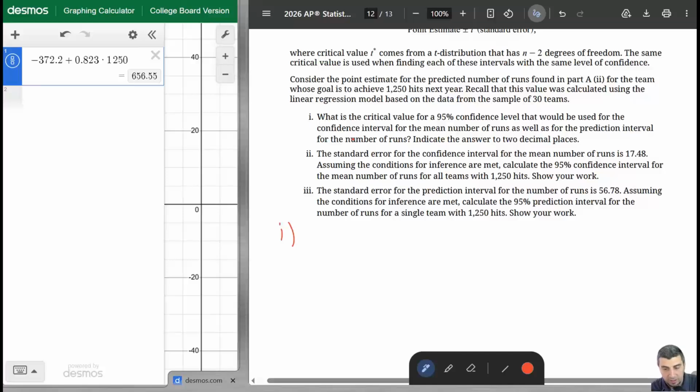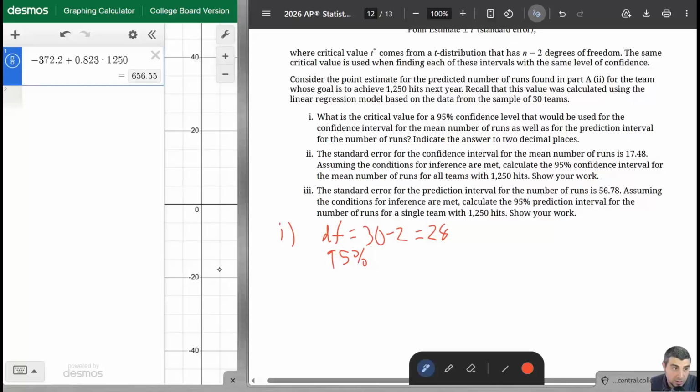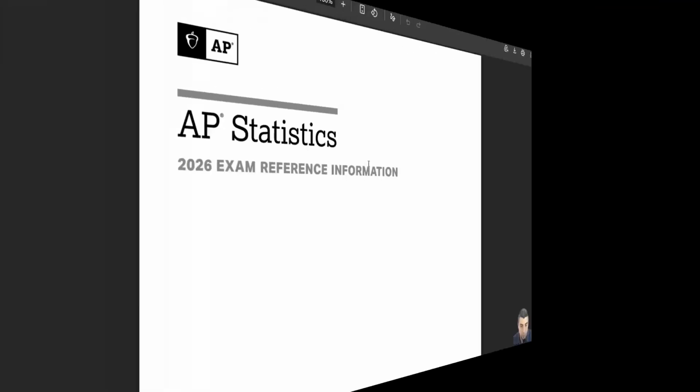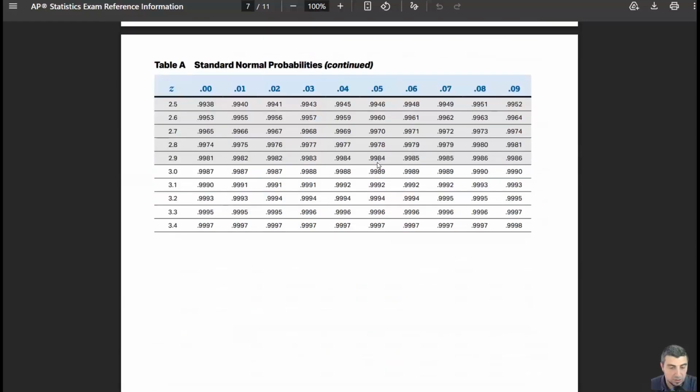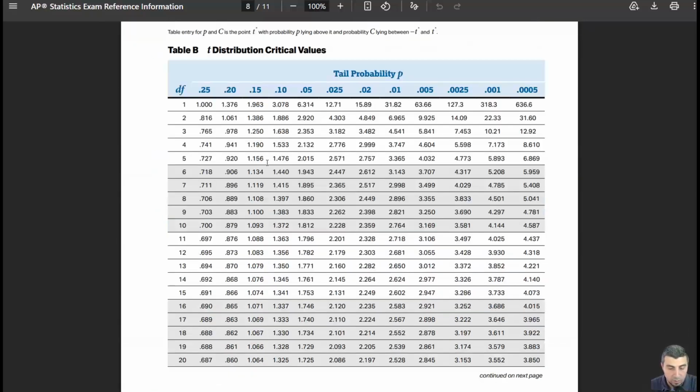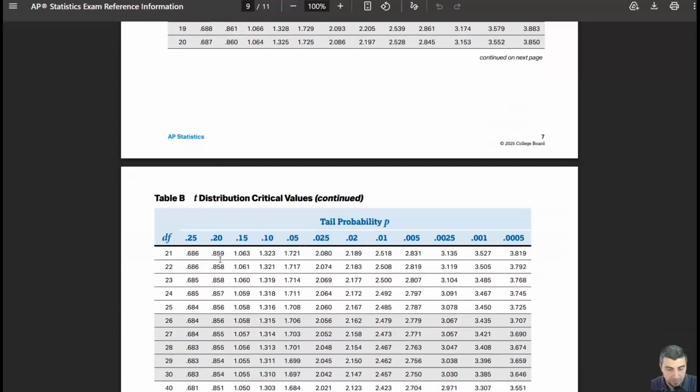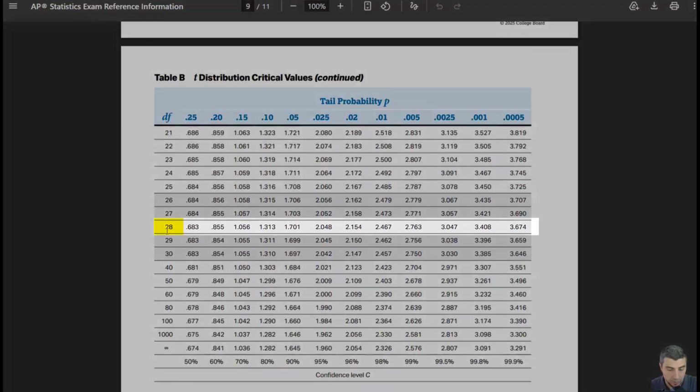The degrees of freedom is n minus 2, so the sample size was 30 teams minus 2 is going to be 28, and we have a 95% confidence interval. So we can use the t-table with 28 degrees of freedom to calculate our t-star critical value. Pulling over our formula sheet, if we scroll down to the t-star critical value, we want 28 degrees of freedom, and thankfully 28 is on here.